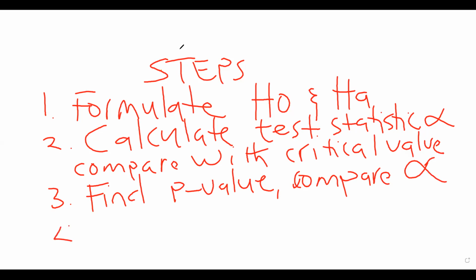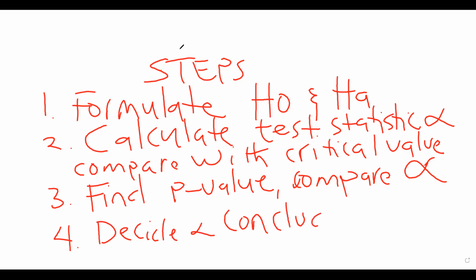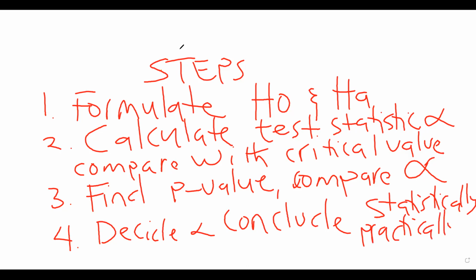And finally, you decide and conclude statistically and practically. That practical conclusion, many don't do. Conclude statistically, and then you also conclude practically. So these are the steps we are going to go through to be able to do the Mann-Whitney U test. I'm trying to go slow so that we'll be able to appreciate it.